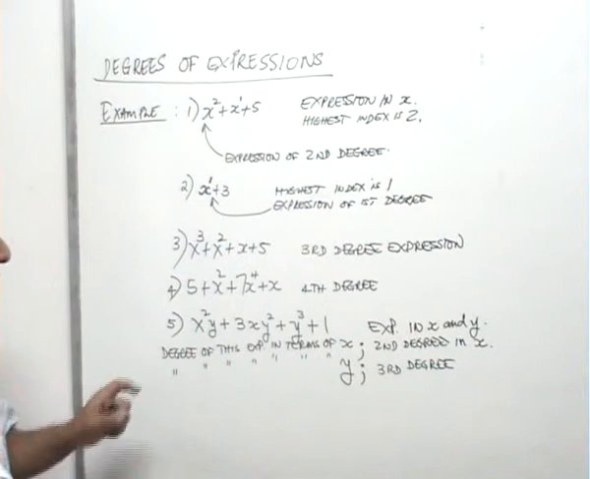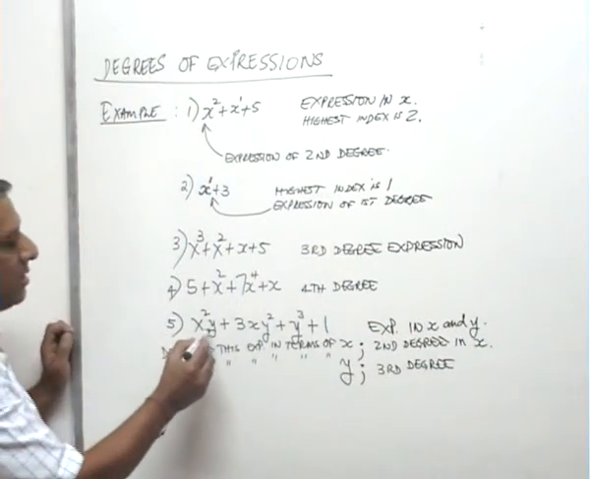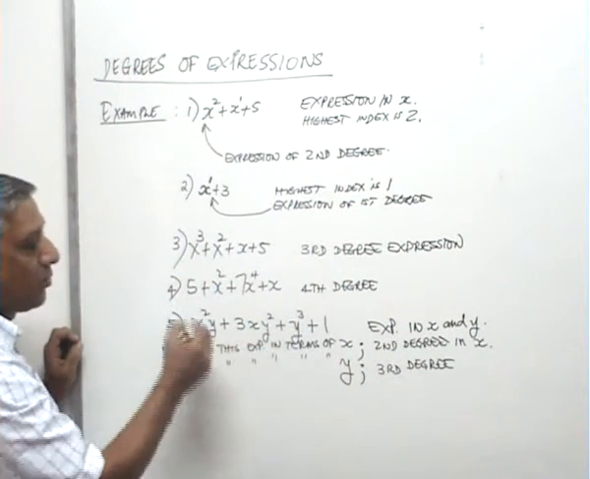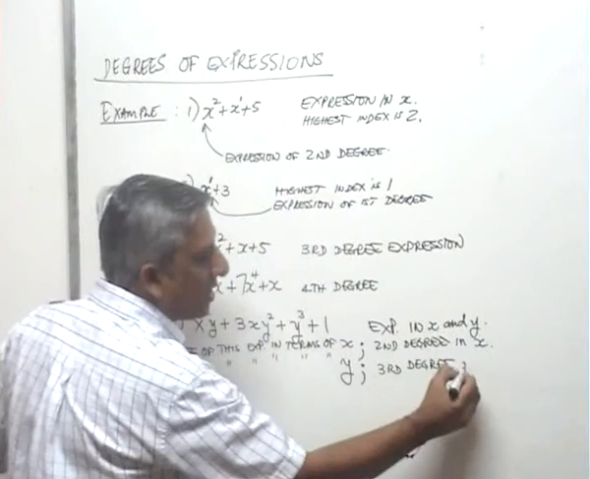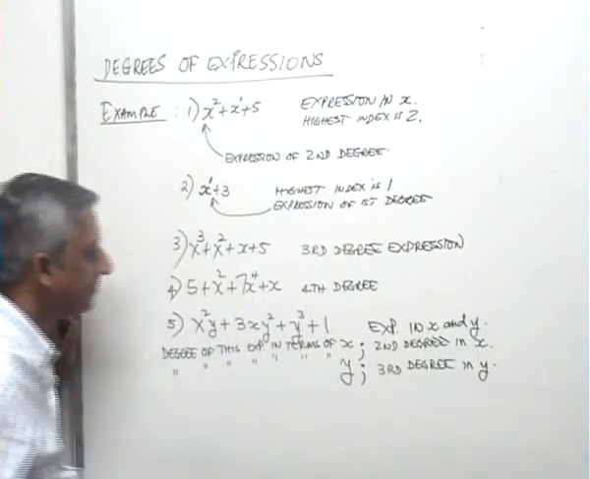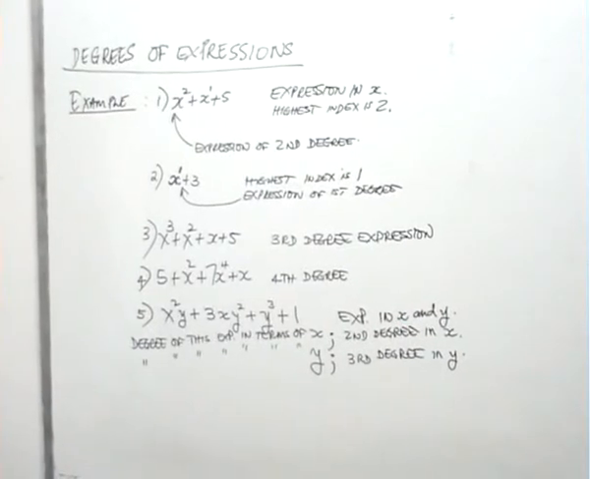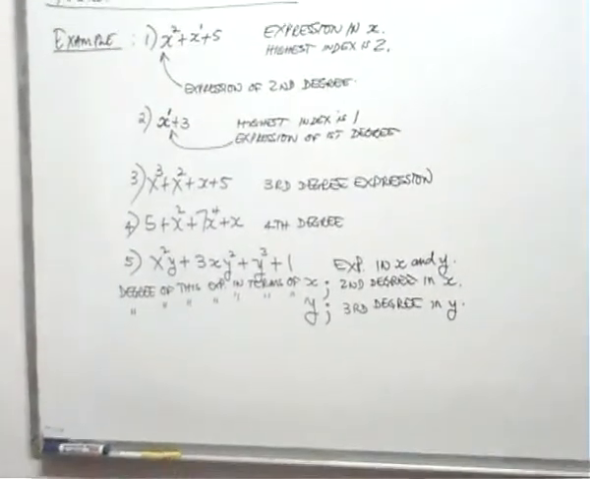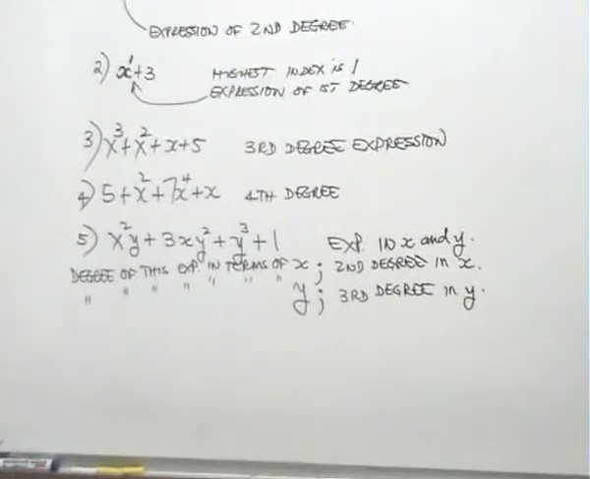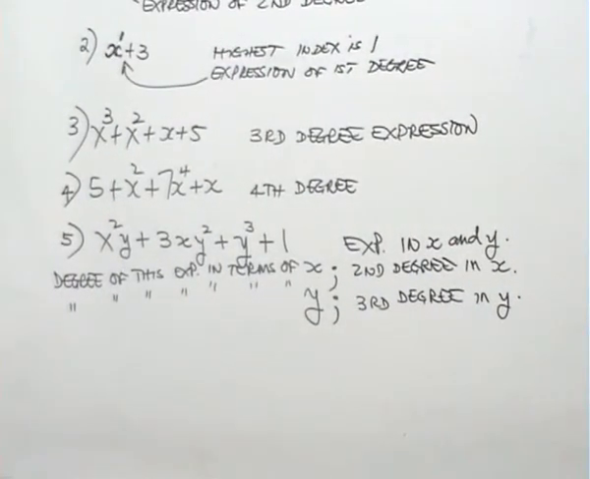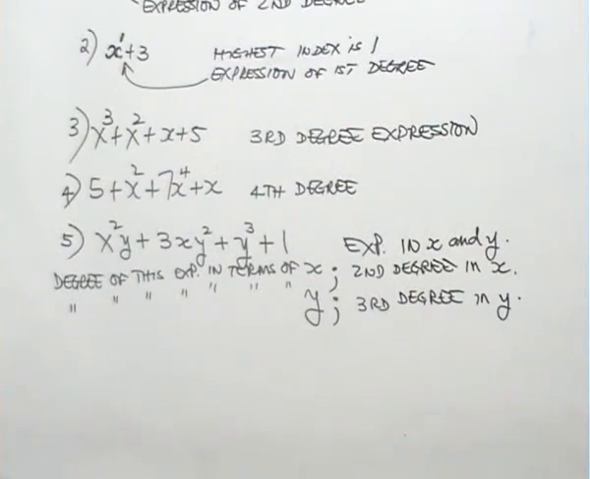Same question. What is the degree of this expression in terms of y? In terms of y, there's y to the 1, y squared, y cubed. So in terms of y, it is third degree in y. So we must be able to do some examples like this. I'll create a little exercise for you now, and you will merely have to say whether it's first degree, second degree, third degree, fourth degree, etc.